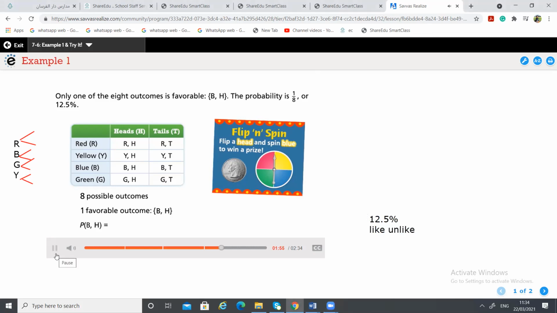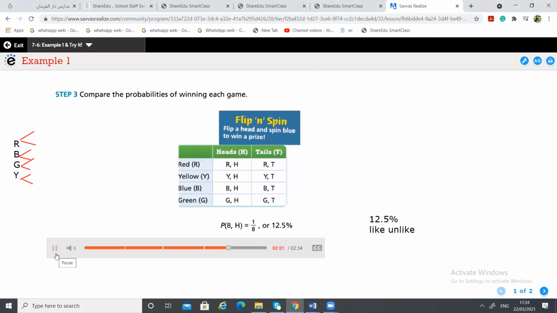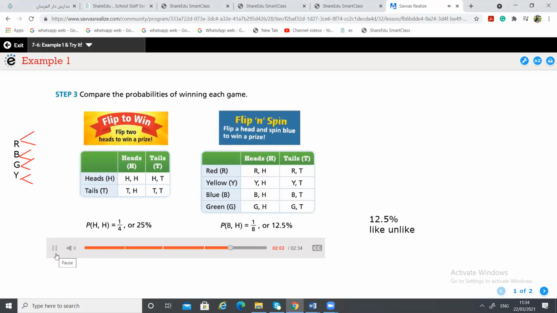Flip. The probability is 1/8, or 12.5%. Now we're ready to compare the probabilities of winning each game. The probability of winning a prize at Flip to Win is 25%, while the probability of winning a prize at Flip and Spin is 12.5%. If you go and play a game, which one will you choose? The probability of 25% or 12.5%? Which one will you choose?